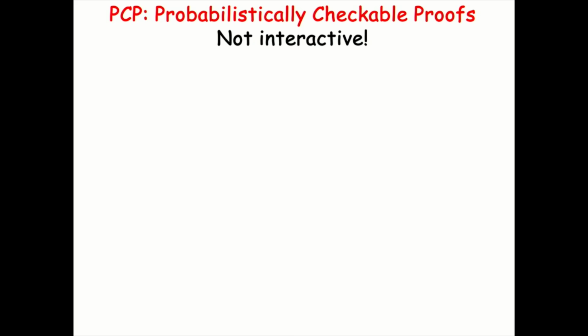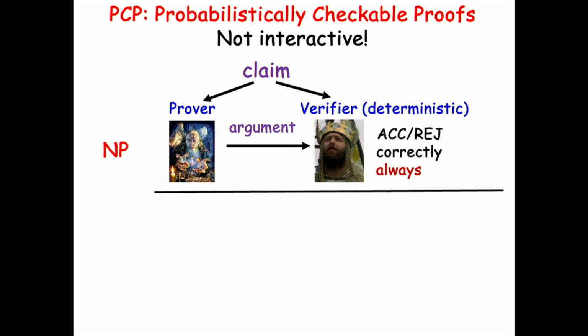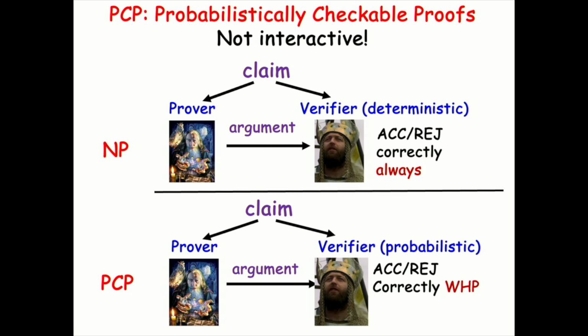Let me tell you what PCPs are. It's another model, but in fact it's a version of the two-prover classical model. You wouldn't recognize it, but it turns out to be the same. So here's NP again. This is a standard NP. And PCP is another model that looks like this. It's not interactive. The prover just sends a message to the verifier. The only thing which changes is that now we add a constraint.